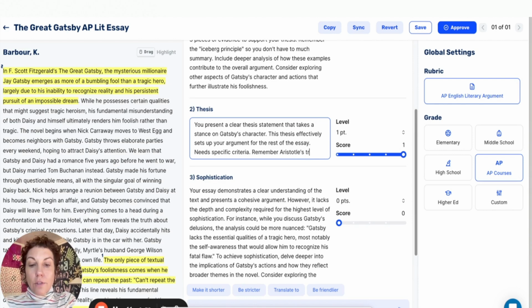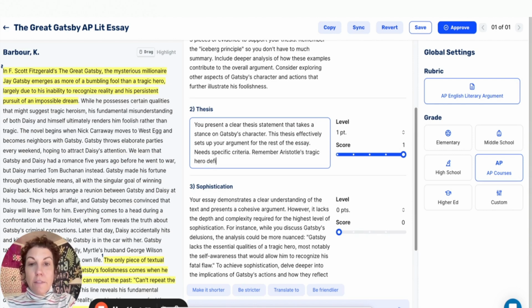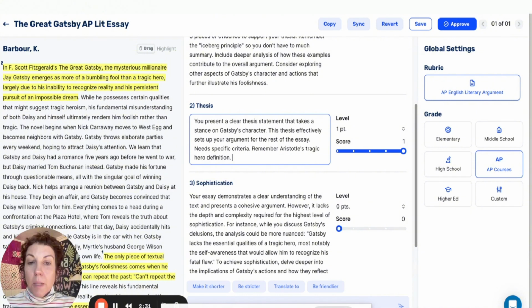Aristotle's tragic hero definition. So this is something that we talked about in class, and the student will then be able to go back to their notes and look at what are those specific definitions of a tragic hero, and then we'll be able to go through and add those specific elements to their thesis statement. So I think this is going to be just a really good reminder to the student that their thesis is good, but it could be even better by being more specific.